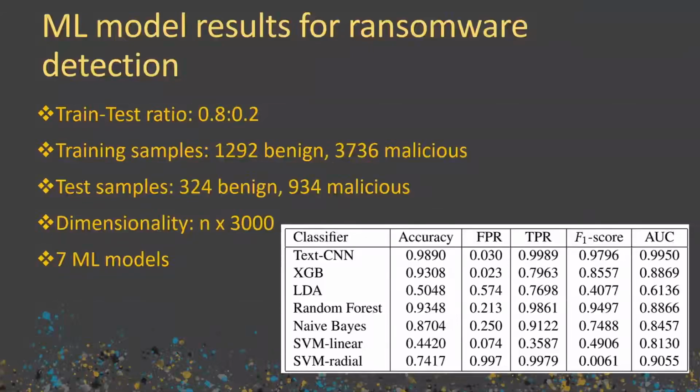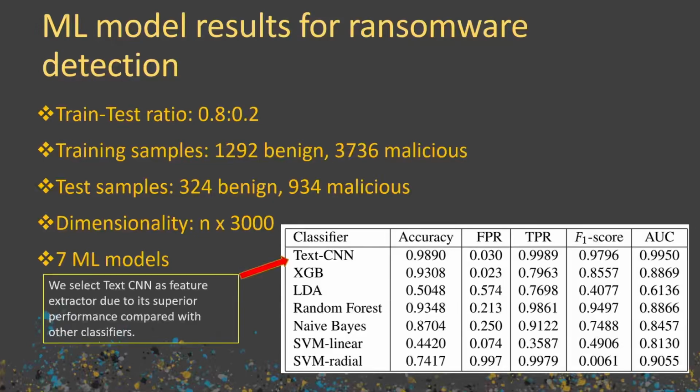So we train those 7 different classifiers, including text CNN, XGB, linear discriminant analysis, random forest, naive Bayes, support vector machines with 2 different kernels. And what we have observed is that text CNN actually has the best performance on this data set.